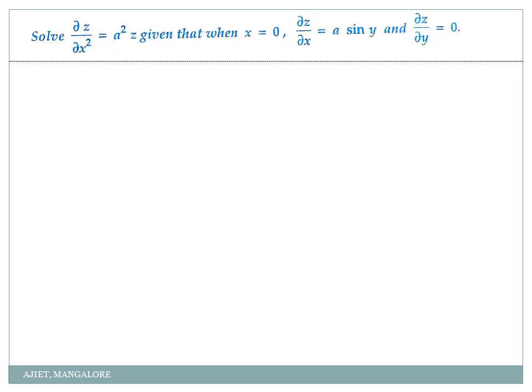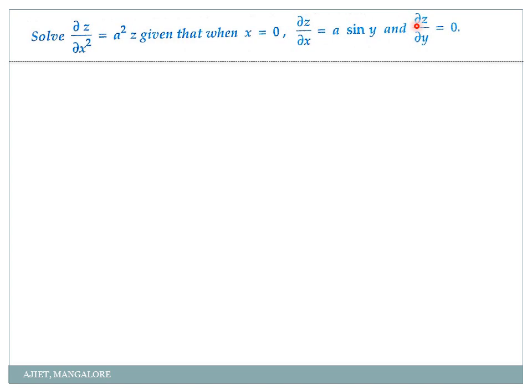So same condition, same equations here. This should have been dou square. I'm sorry. Dou square z by dou x square is equal to a square z. Given that, but the condition I have changed. x equal to 0.